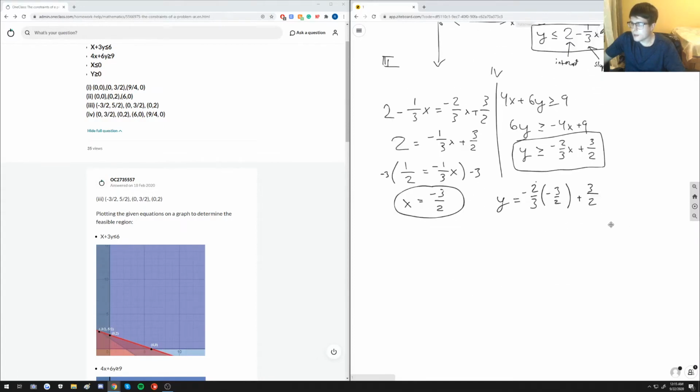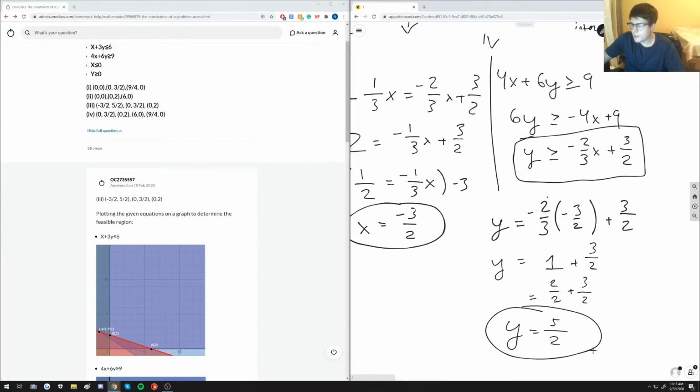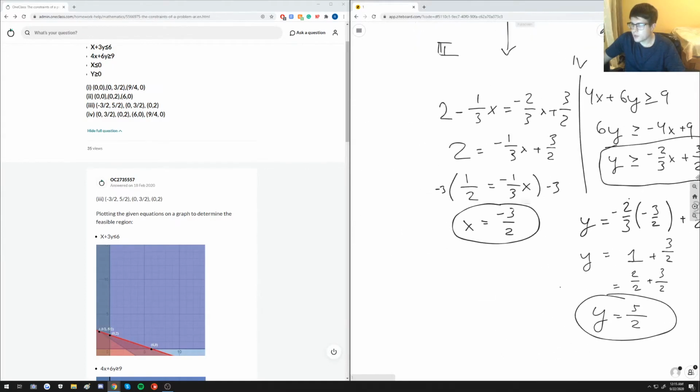And as we can see here, this term just goes to 1, and we're going to add that to 3/2. So that's the same thing as 2/2 plus 3/2. And finally we get that y is 5/2. So we found our point of intersection. Our point of intersection is minus 3/2 and 5/2.